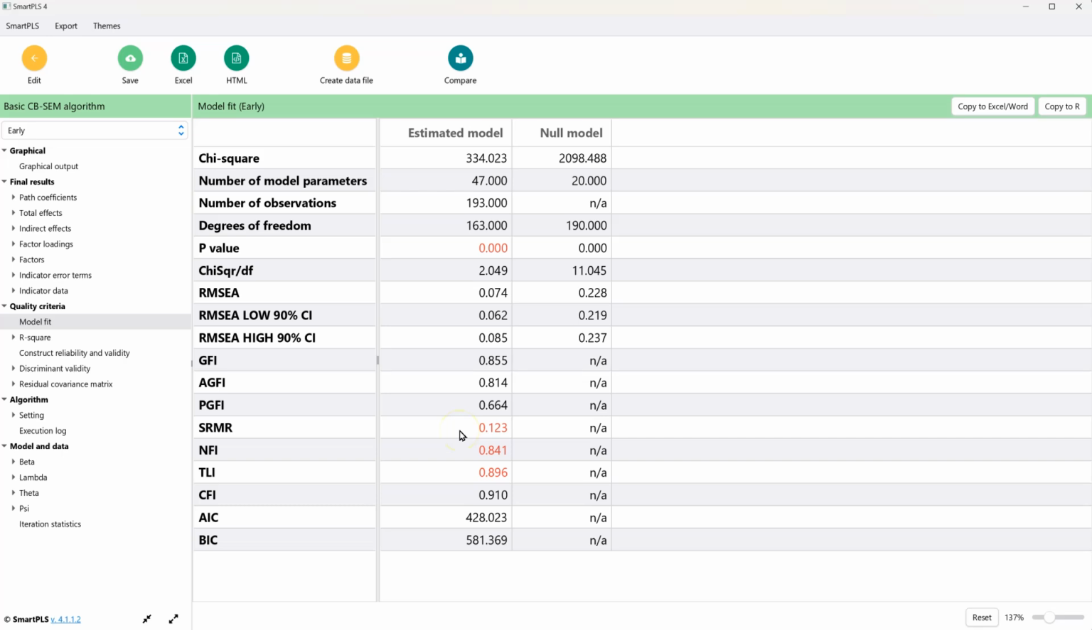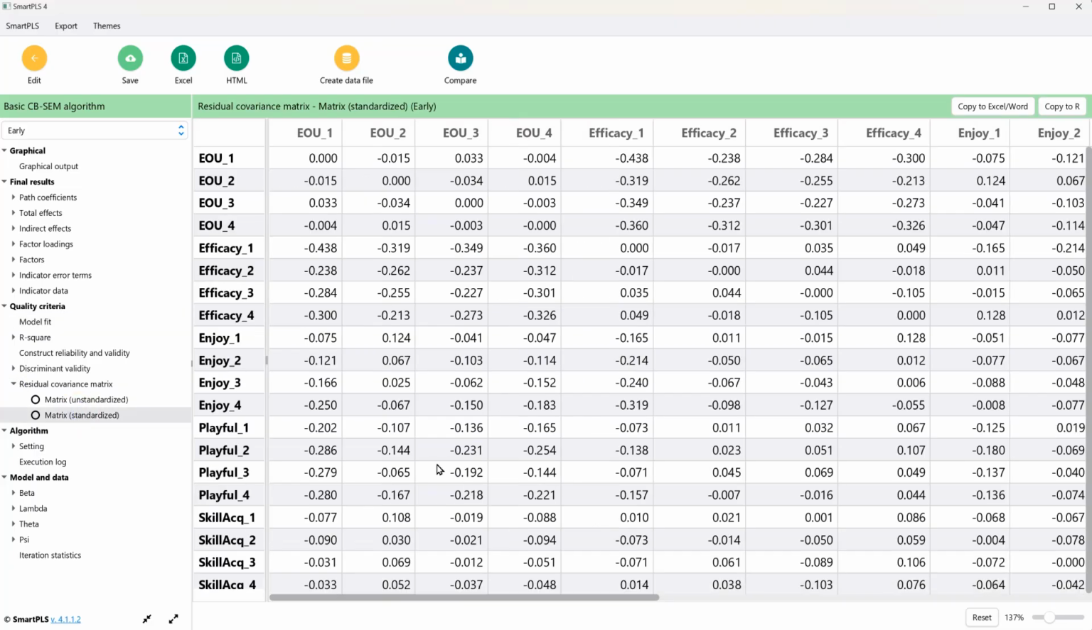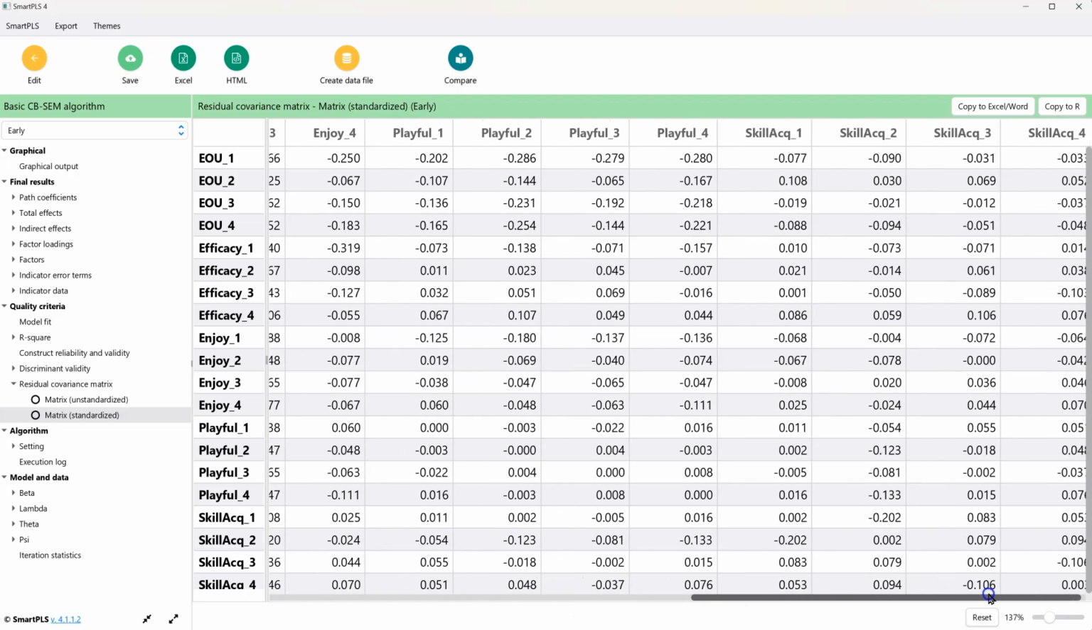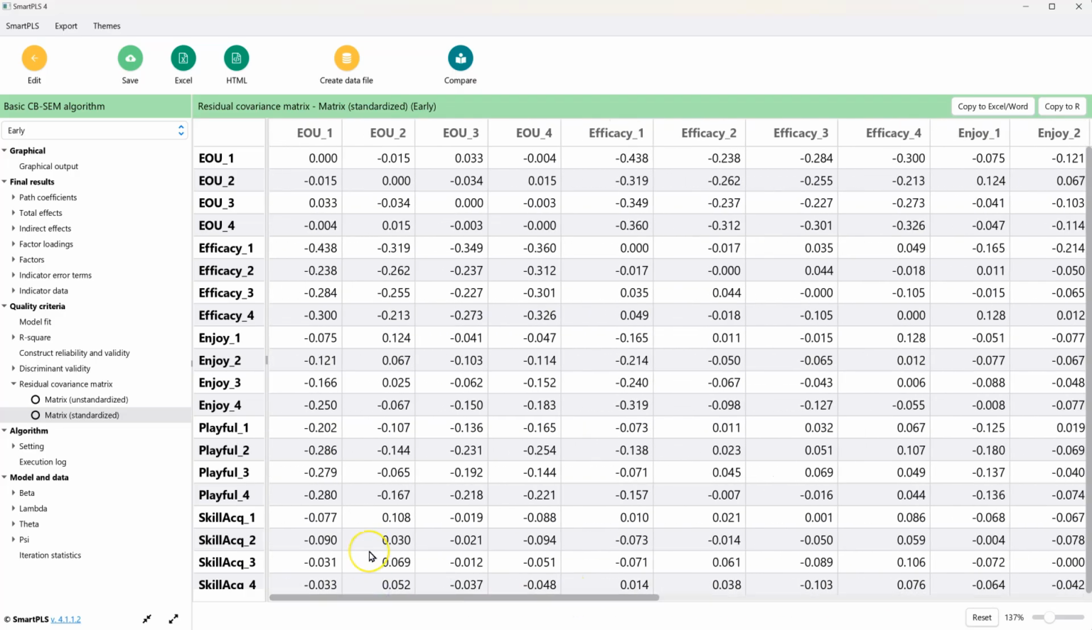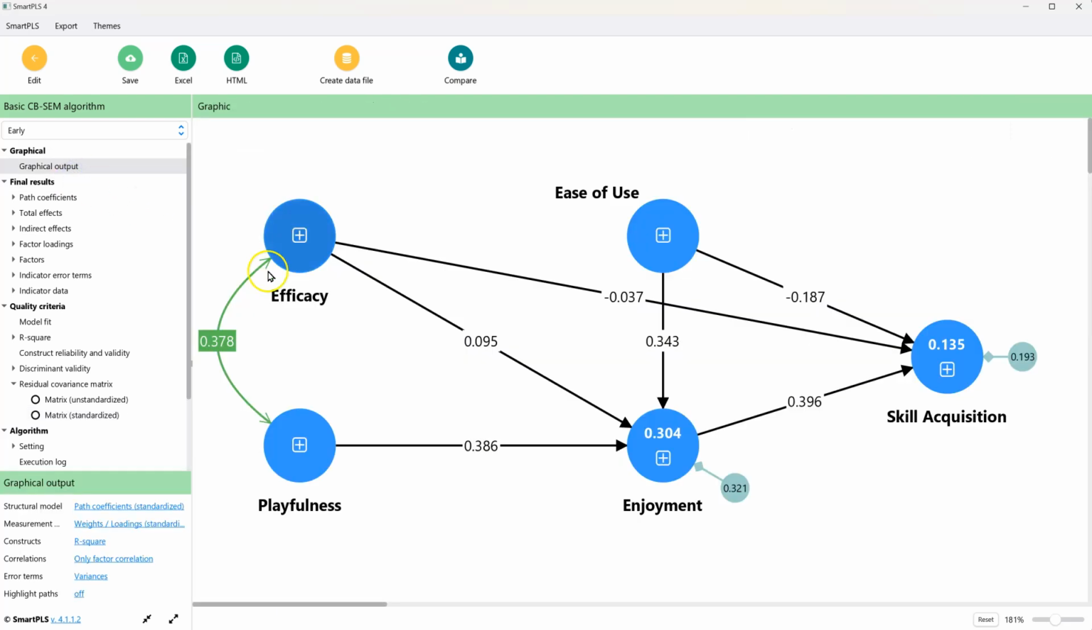Now, SmartPLS does not provide modification indices yet in the CB-SEM side, although you can look at the residual covariance matrix, standardized, which may give you clues as to misspecification on the measurement side. Bigger numbers mean bigger residuals, which means further from matching or fitting the data. Now, we had good fit in the measurement model, so I'm not worried about this. On the structural side, it's more difficult. We have to look at the graphical output and determine if we're missing a parameter that we should be estimating.